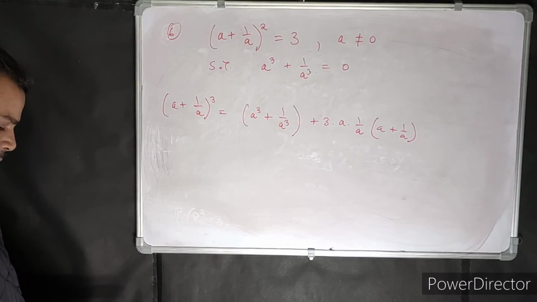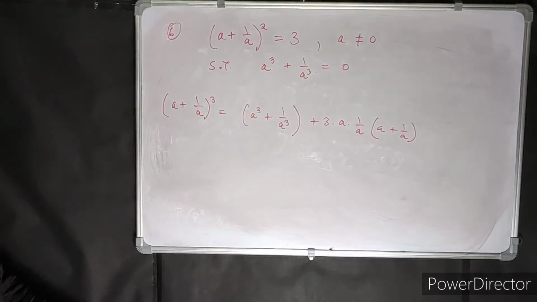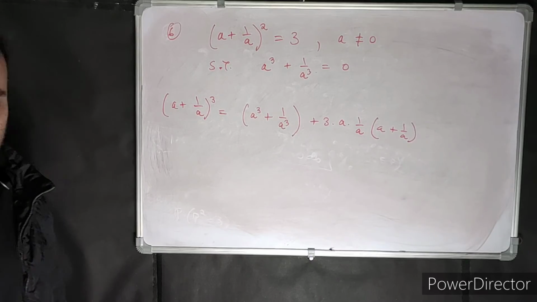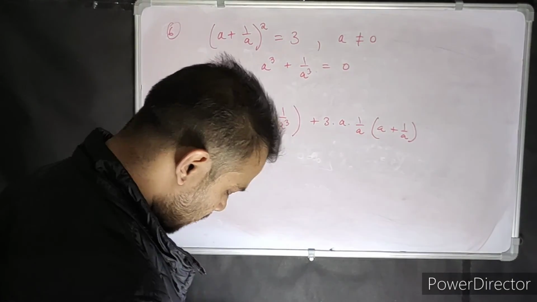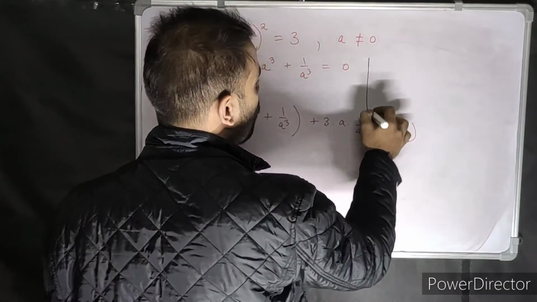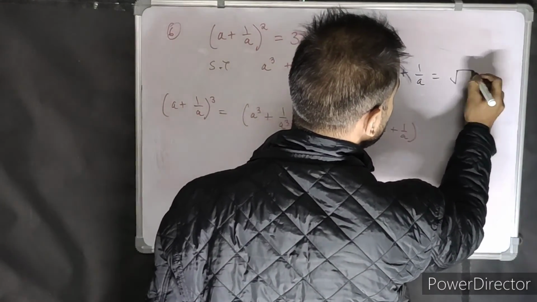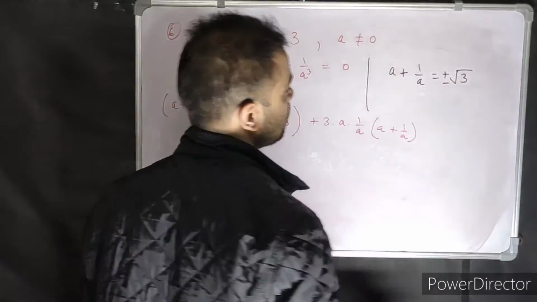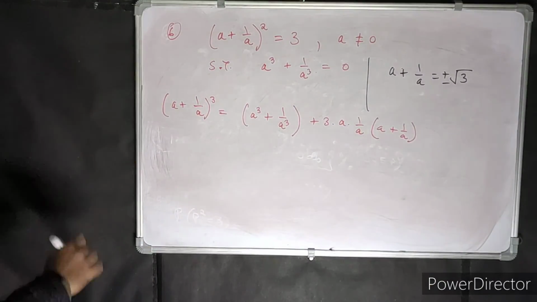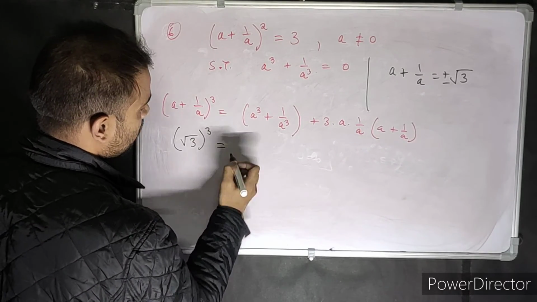From here you are not getting a plus 1 by a, because that is a plus 1 by a whole square. So what are you going to do? Very simple. Just take the root over. So a plus 1 by a is equal to plus minus root over 3. Now put the root 3 over here and cube it.